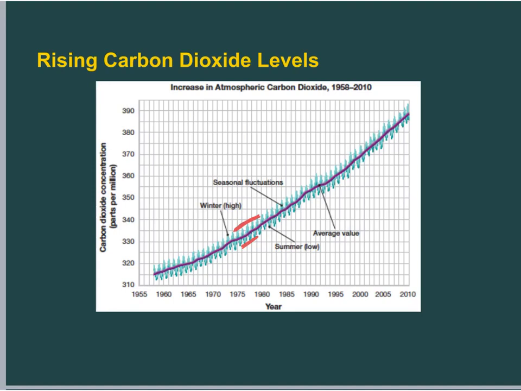So we're starting at parts per million. This is the measurement used for gases in the atmosphere, 310, ending at around 390 in that period, right? So that's a pretty big increase over this period. So from 310 to 390, right? That's an increase of 80 parts per million, which is a lot.